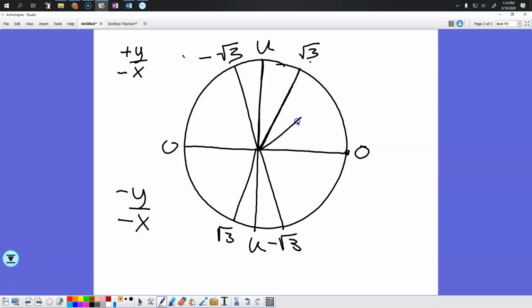Now, the next one here, the 45-degree angle. What do you guys notice about the x and the y at the 45-degree angle? They're the same. They're both square root of 2 over 2. And what do you get if you divide something by itself? 1. So this is 1. And the same sign rule applies. So this is negative and this is negative.